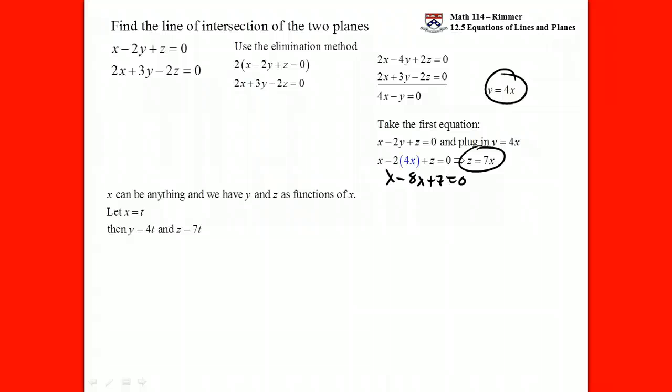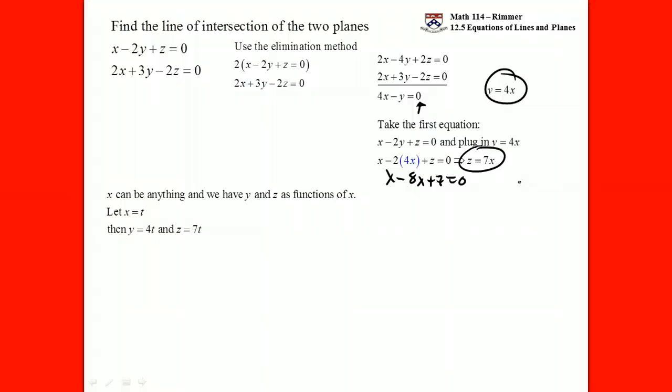The line won't always contain the origin like this one does. Okay, generally there's more to it. Generally there'll be something other than 0 here. This is a special case where I have them set equal to 0. Generally it'll be like y is 4x plus some 7, and then you take that in, and you get that the z is 7x plus some 11, or you know what I mean. So generally that's the case.